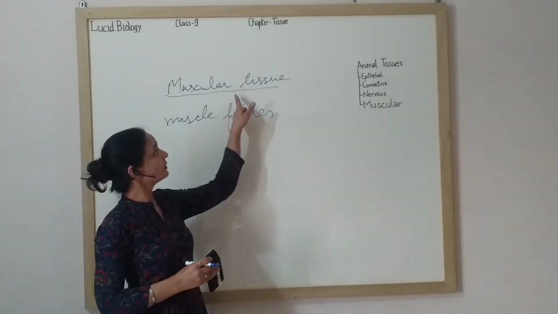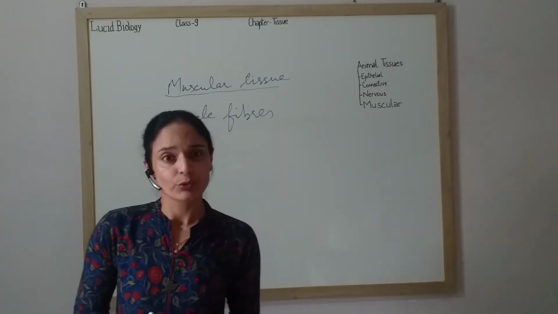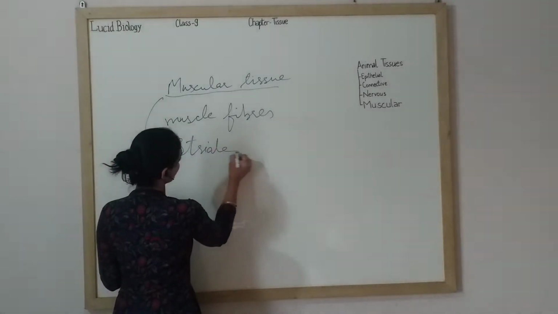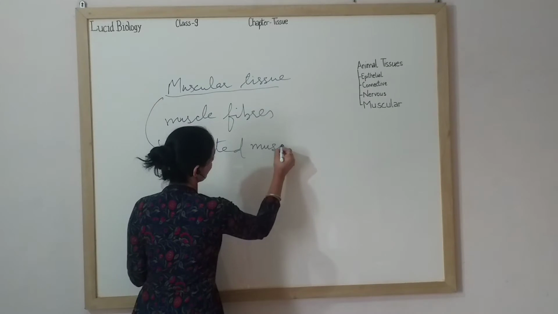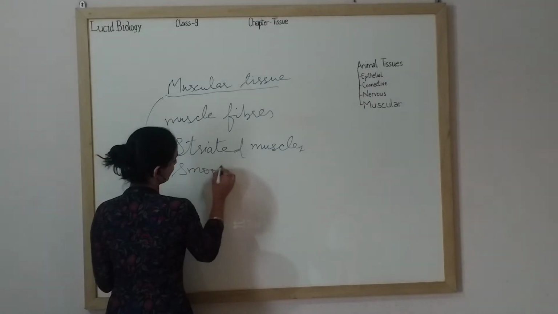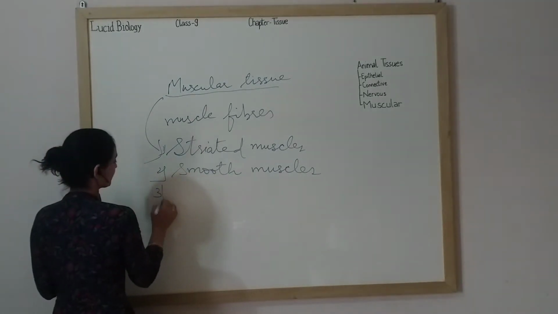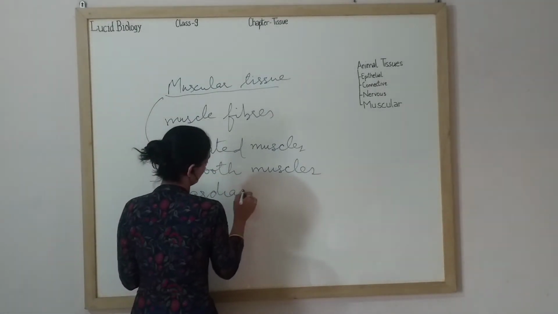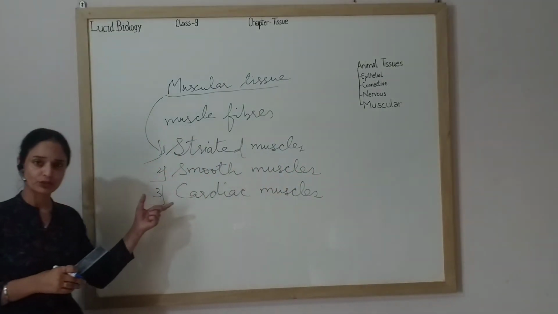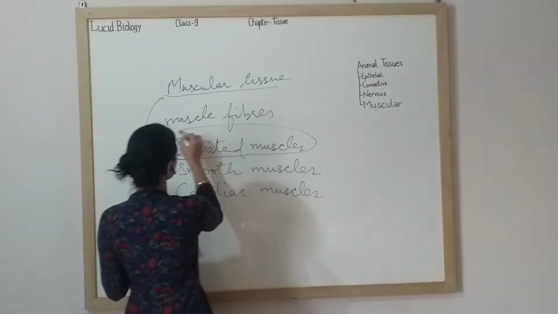So, depending on the location, structure, and occurrence, muscular tissue is divided into 3 types. This muscular tissue is of 3 types. First one is striated muscles. Second one is smooth muscles. And third one is cardiac muscles. Because they vary in function, their structure is different. Okay, first of all, we are going to study striated muscle in detail.